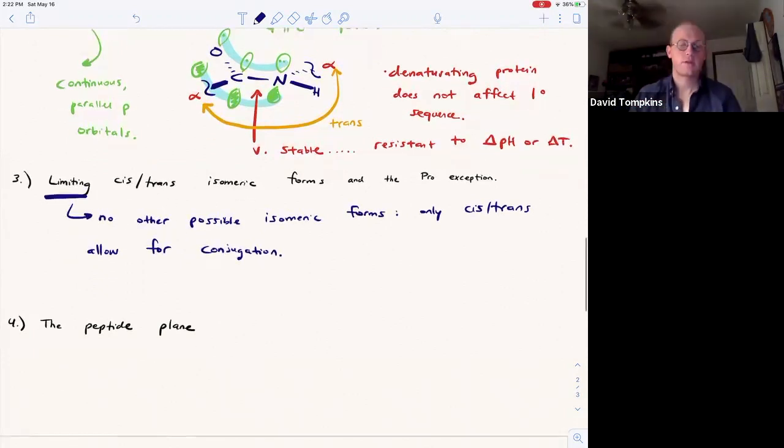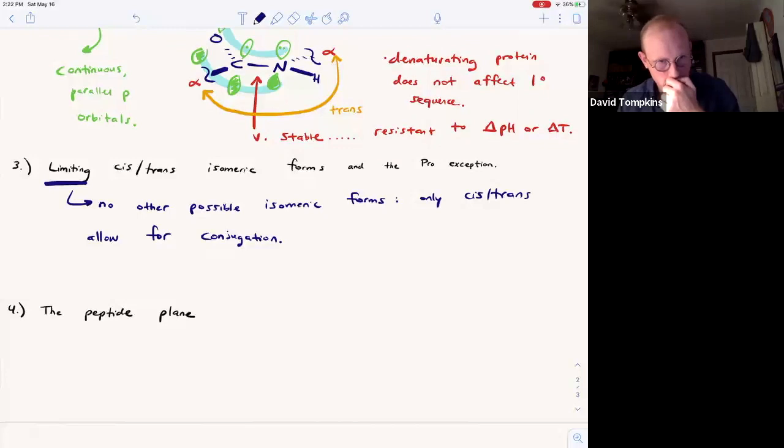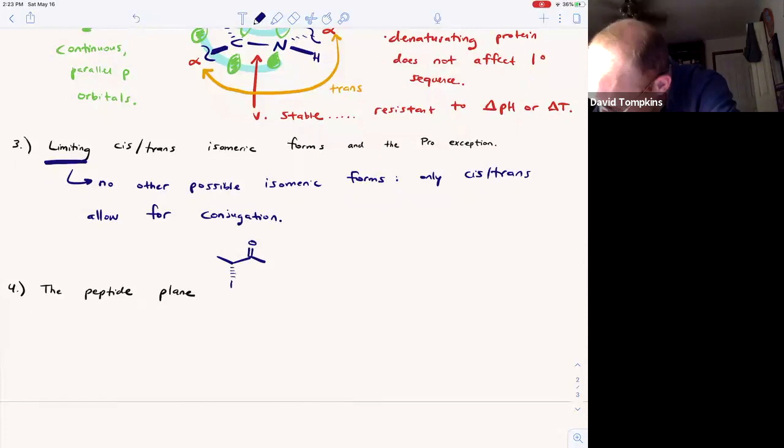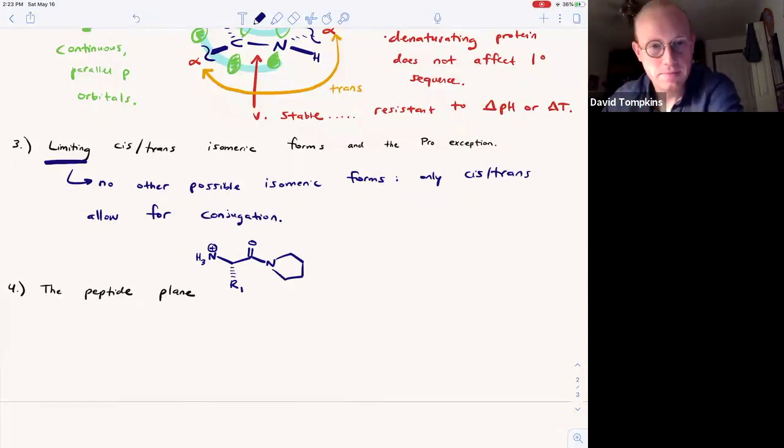Now, I mentioned the trans to cis ratio is normally greater than 99 to 1, but there's a proline exception. So for proline, it actually has a very sterically congested side chain. Let me draw a generic dipeptide where we have some R1, and then the cyclic secondary amine of proline has now formed a tertiary amide. And you could have the carbonyls in either cis or trans conformation.